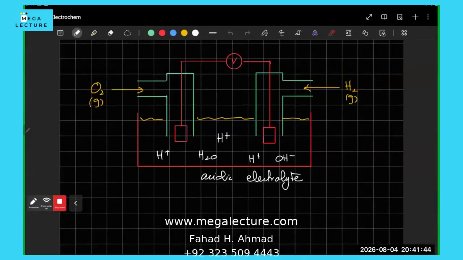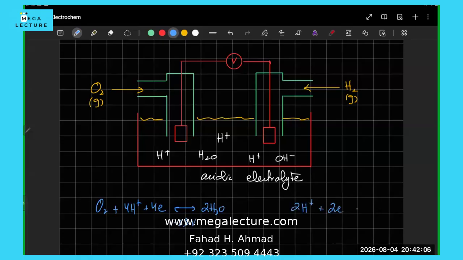So here I'm writing the reaction. It's oxygen plus 4H+ plus 4 electrons in equilibrium with 2H2O, and the value was 1.23 volts. The other one is 2H+ plus 2 electrons in equilibrium with H2 gas, which is 0.00 volts. Now, this is the higher potential, so it gains electrons. This is going to go forward, and that's the lower potential that loses electrons. You clear?